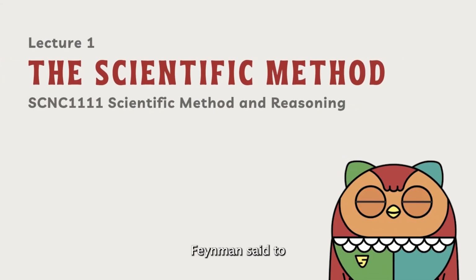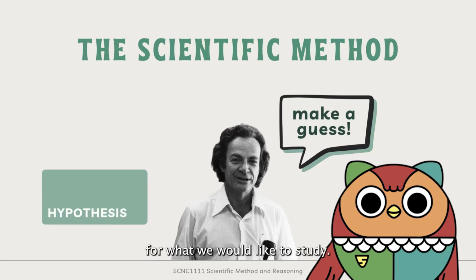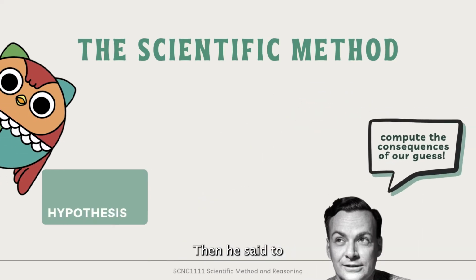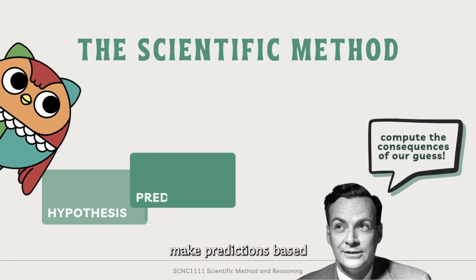Let's compare what Feynman said to the scientific method we'll be following in this course. His video started by telling us to make a guess. We can call this the hypothesis for what we would like to study. Then he said to compute the consequences of our guess. In other words, make predictions based on our hypothesis.